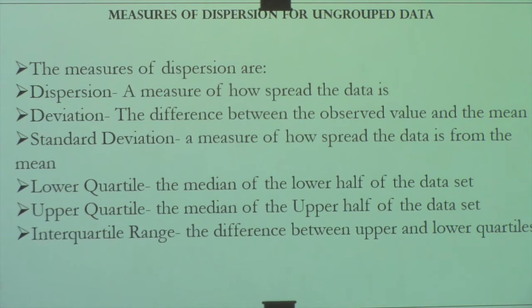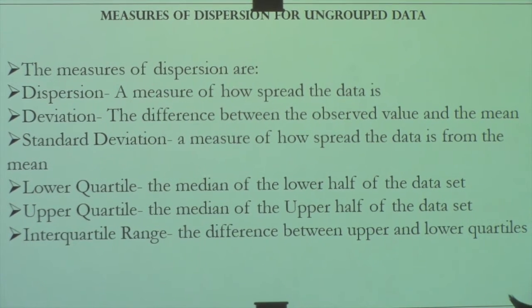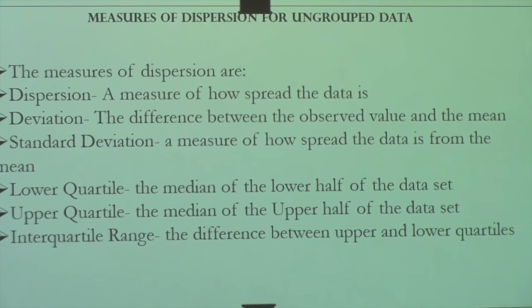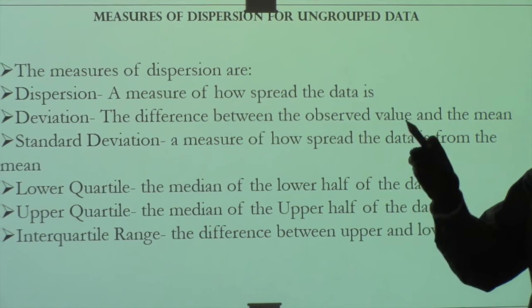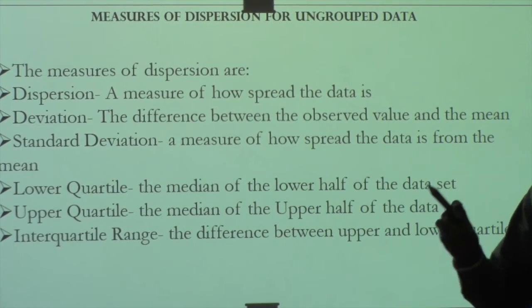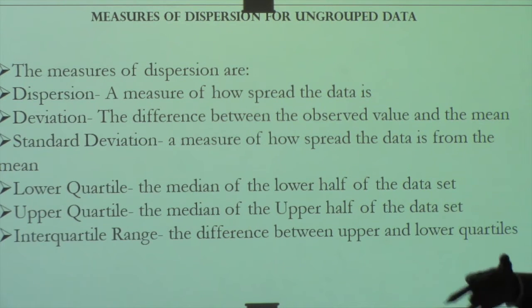Then we talk about the measure of dispersion. The dispersion is an explanation of how spread the data is, how vast the data is spread. Several measures of dispersion include the deviation, that is the difference between an observed value or a data element and the mean, and the standard deviation, which will show you how we compute, is a measure of spread. And then we have the lower quartile. The lower quartile is basically the median of the lower half of the data, and the upper quartile is the median of the upper half of the data.